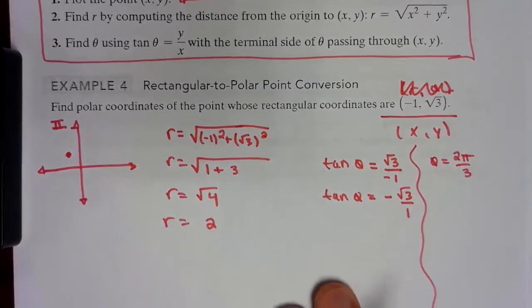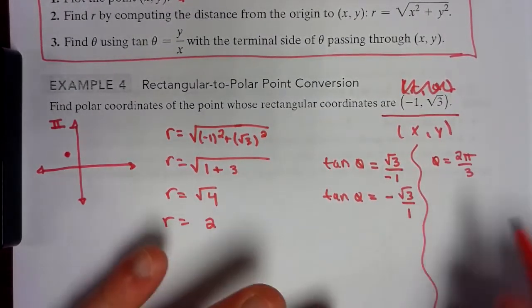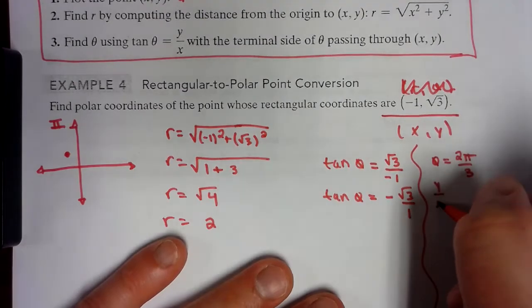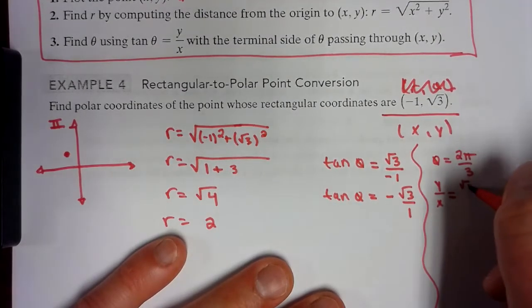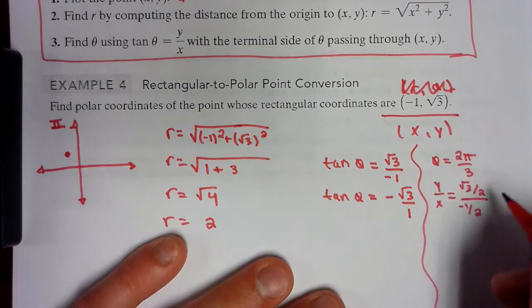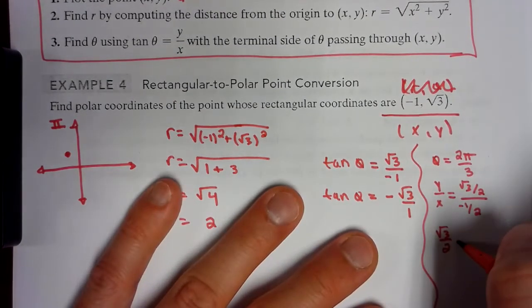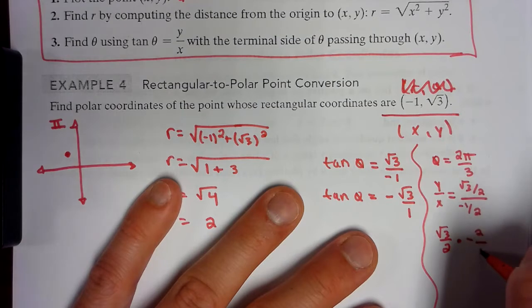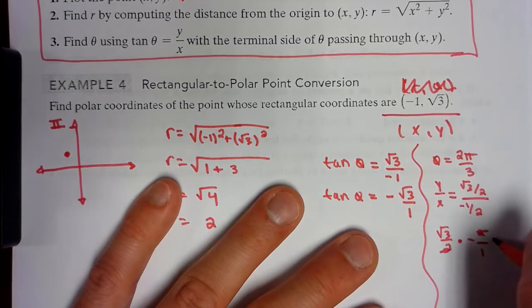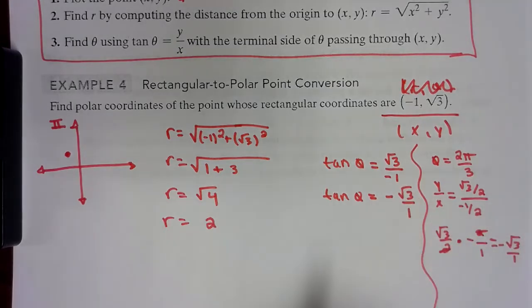This is more of me checking to make sure that at 2π/3, I get this coordinate, and that may or may not work out. We're seeing what y divided by x is. So that's √3/2 divided by -1/2. To find this value, I'm going to copy the top and multiply by the reciprocal of the denominator. The 2's divide out, and sure enough, we get -√3/1, which is exactly what we're looking for.